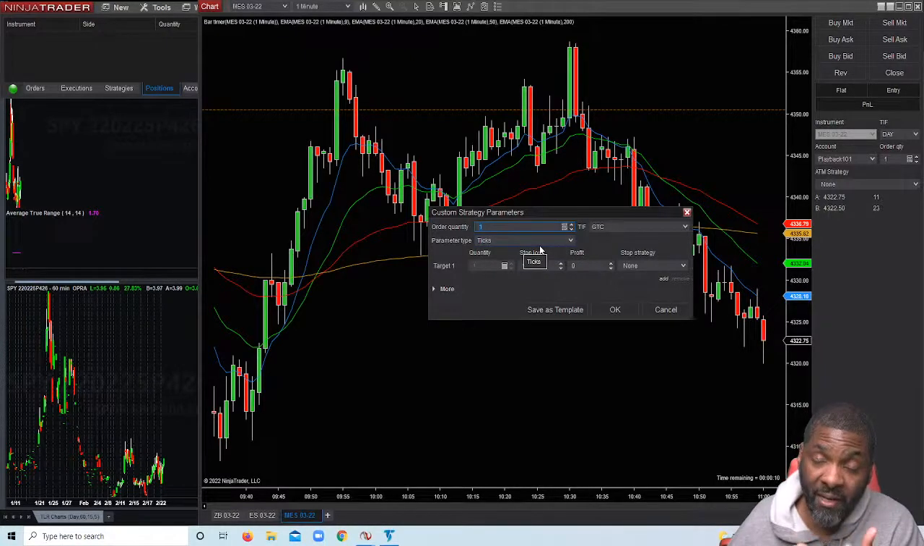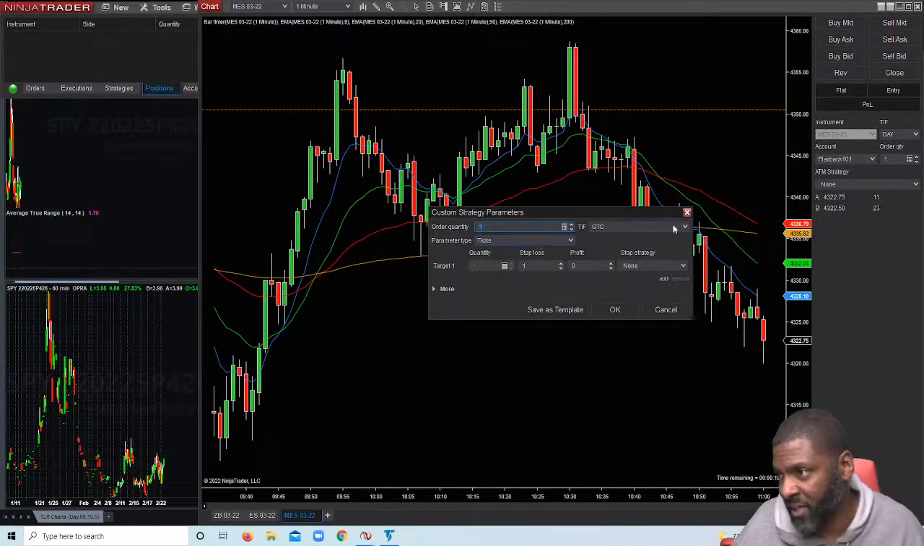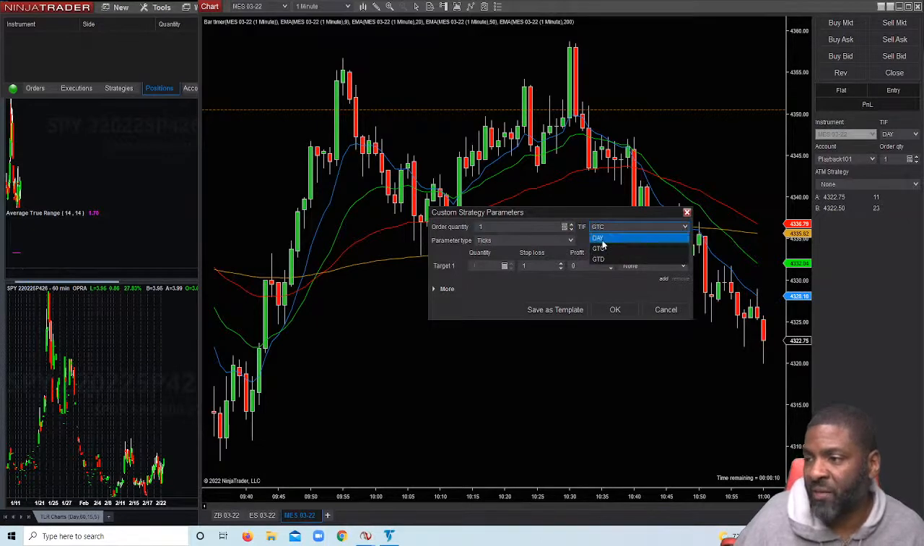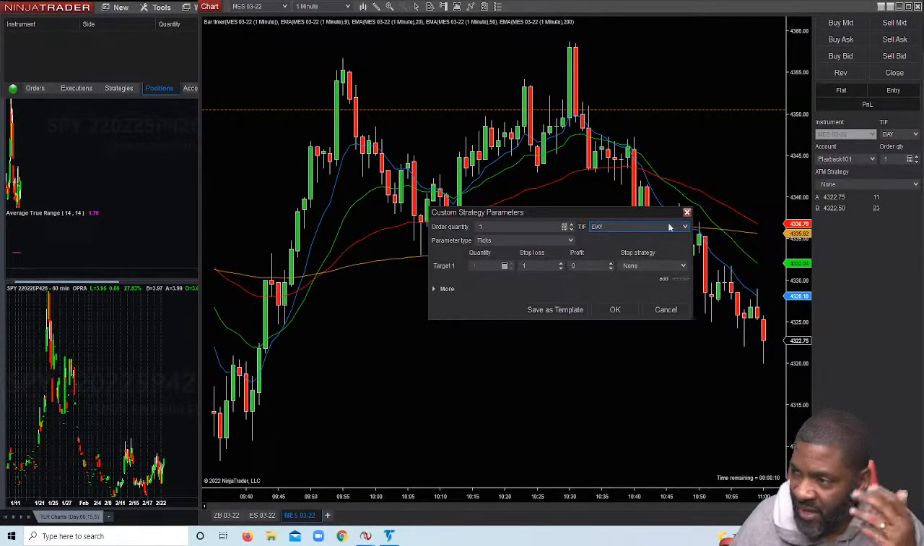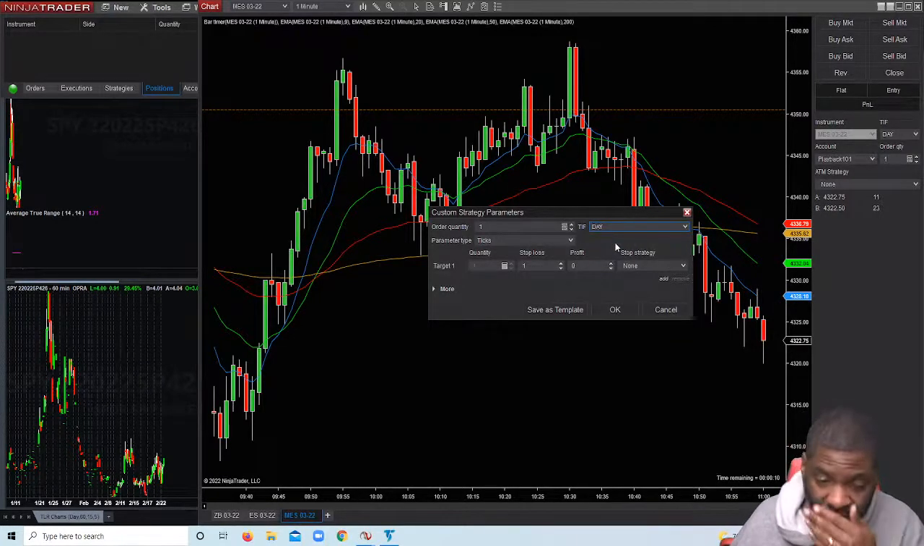If you do set it up for multiple, you can break down separate targets for the multiple contracts. But I ain't going to get into all of that right now. So set the contract amount, set it for day. You got day, good till canceled, and GTD, I don't know what that means. I ain't even going to lie to you. I set it for day because you only want it to be good for that day.